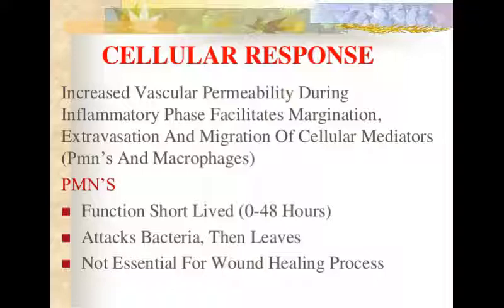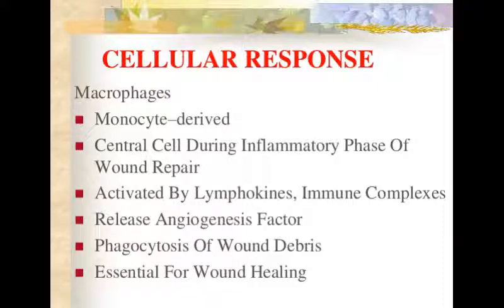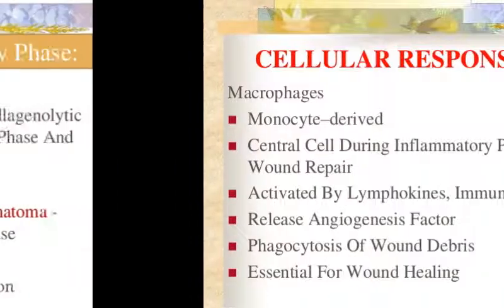And cellular response: increased vascular permeability during the inflammatory phase facilitates margination, extravasation and migration of the cellular mediators, PMNs and macrophages. PMN function is short-lived, 0 to 48 hours; they attack bacteria then leave, and are not essential for the wound healing process. And macrophages are monocyte-derived central cells during the inflammatory phase of wound repair, activated by lymphokines and immune complexes, release angiogenesis factor, and phagocytose wound debris, essential for wound healing.